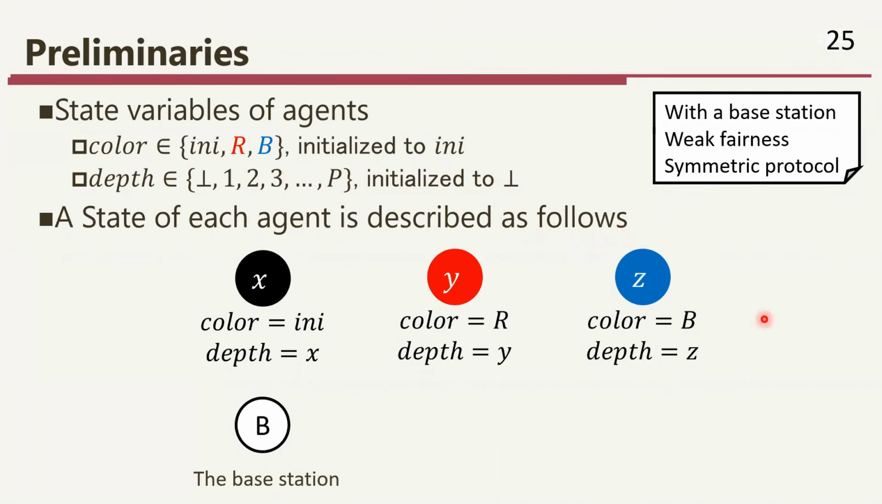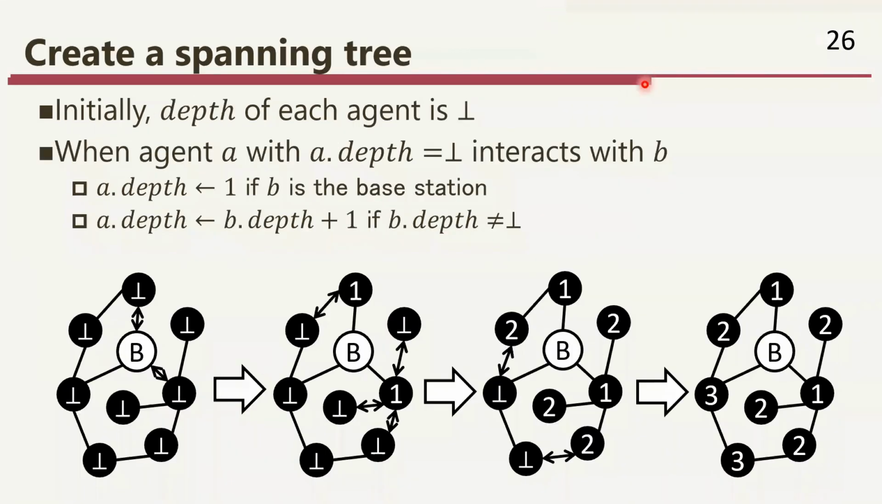The states are described like this. If depth equals x and color equals Ini, the node color is black and x is described in the node. Similarly, if color equals R, the node color is red, and if color equals B, the node color is blue. The base station is described like this.